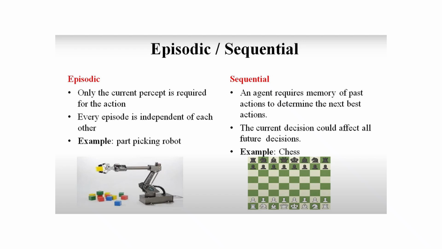Every episode is independent of each other. So we can say that each and every task is independent of the previous task, so decision making does not affect the future action. Here in the picturization, it is represented with a robotic picking arm, that is, a part picking robot.